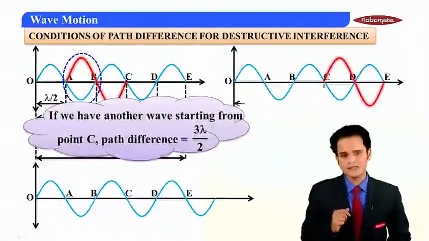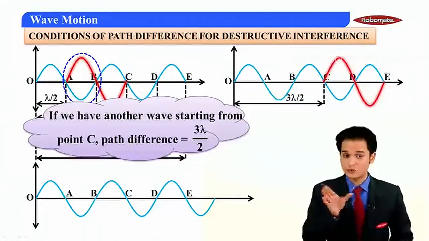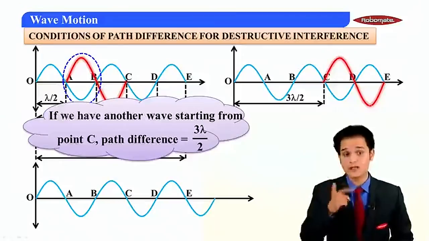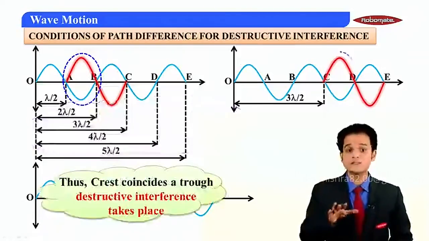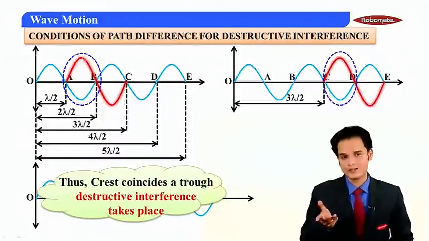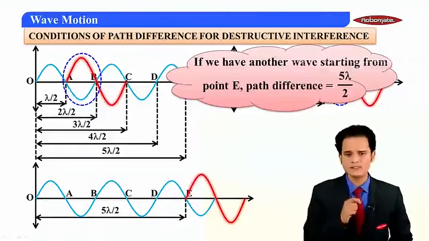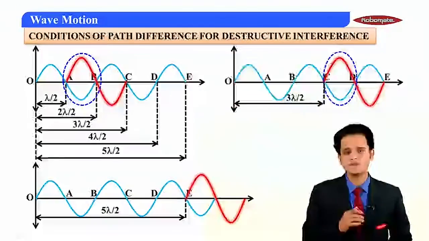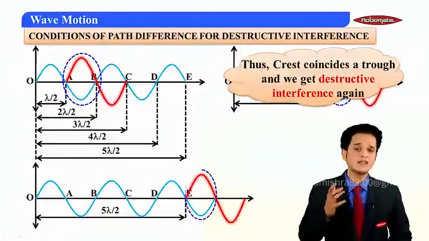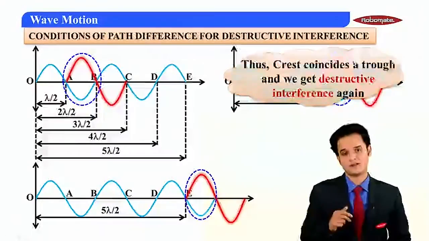Further, if we see the second diagram, the wave is starting from C. So the difference between the two waves becomes 3 lambda by 2. Once again, crest is coinciding with the trough and that is why students, we get destructive interference. Let us go ahead students for the last wave, that is the path difference is 5 lambda by 2. Once again, crest coincides with the trough and we get destructive interference.